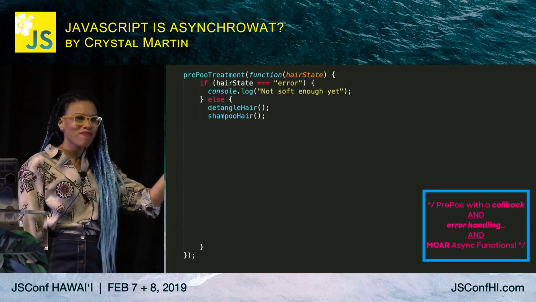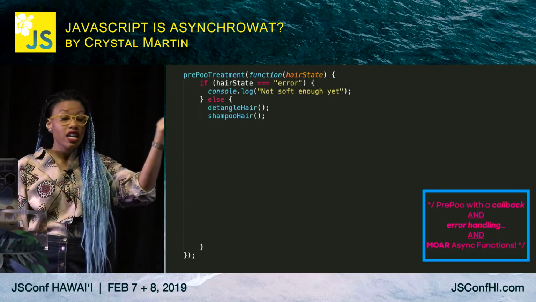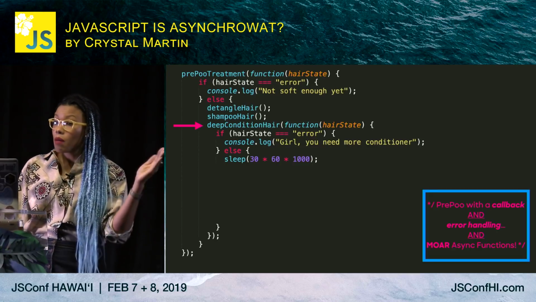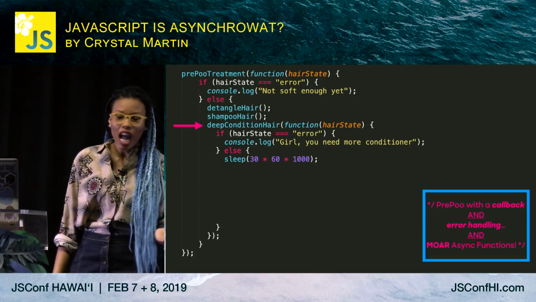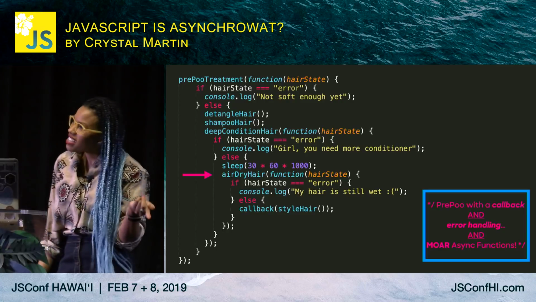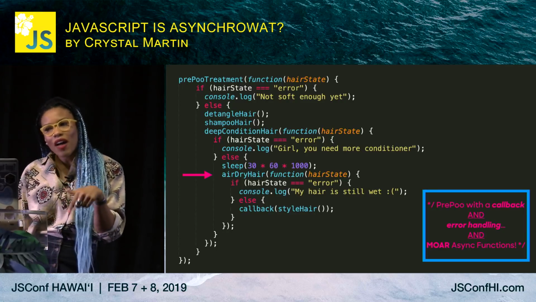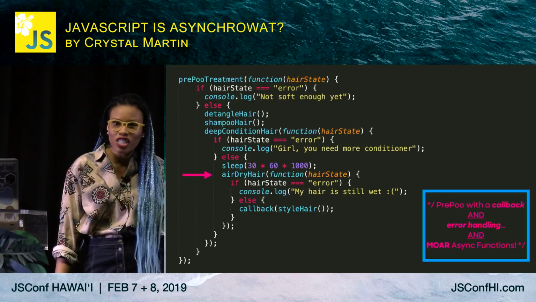Oh, but you know what else? I have some other asynchronous processes in here, right? I have to detangle and shampoo, which happen back to back, but deep conditioning takes time, right? I have to wait for that one, too. I have to let it sit. And you know what? Air drying takes time, too. So now I have a function that takes callbacks with functions that take callbacks.